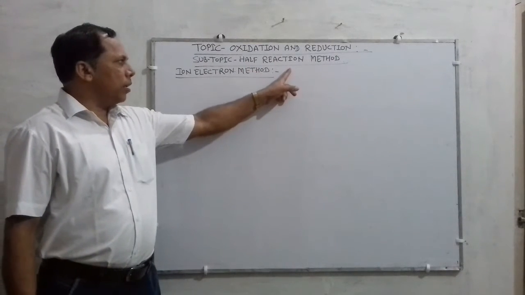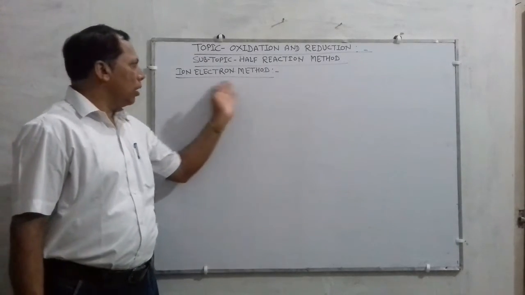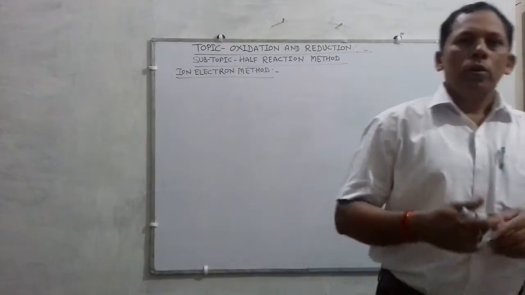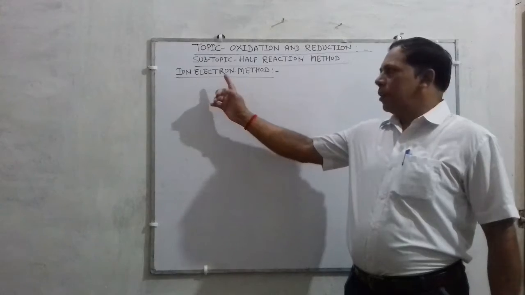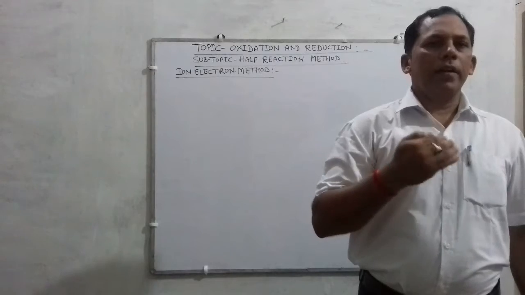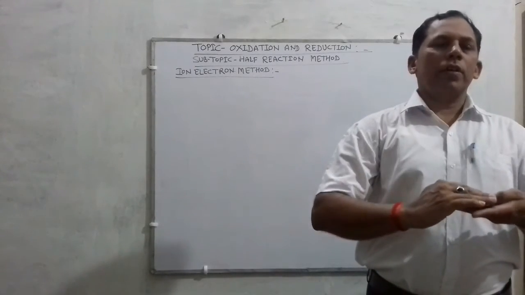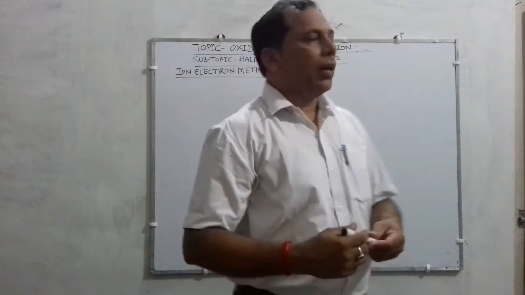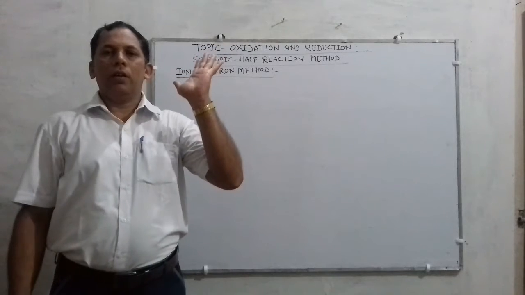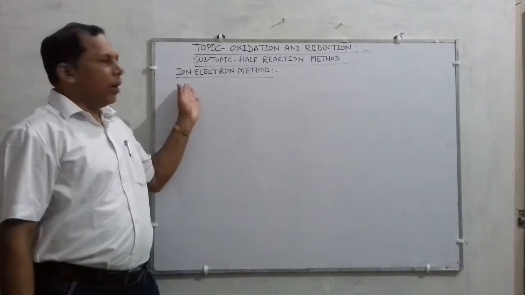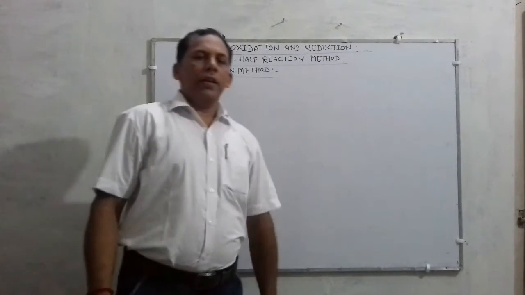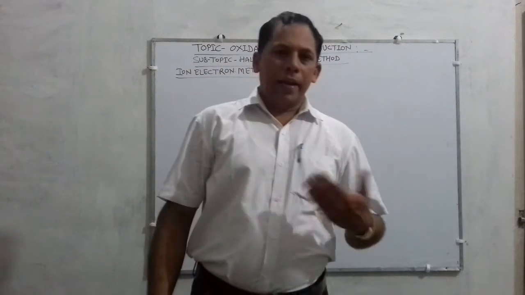So the half reaction method is also called the ion electron method. What is this method, and how are chemical reactions balanced by it? For utilization of this method, some rules are given. By knowing certain rules, we will be capable of balancing any given chemical reaction. So first know the rules by which chemical reactions get balanced.